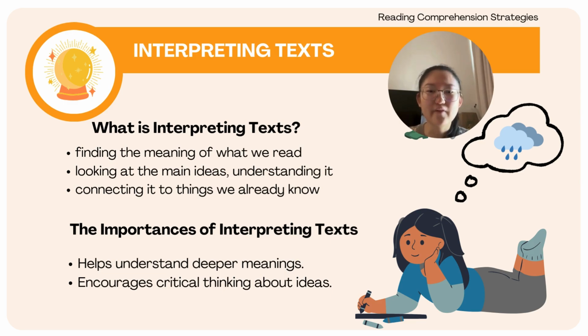Interpreting text means finding the meaning of what we read. It includes looking at the main ideas, understanding why the writer wrote it, and connecting it to things we already know. For now, you might be curious why interpreting is so important in our reading. Well, interpreting text helps us understand the deeper meaning of what we read. It also makes us think more about the ideas and how they relate to our lives.